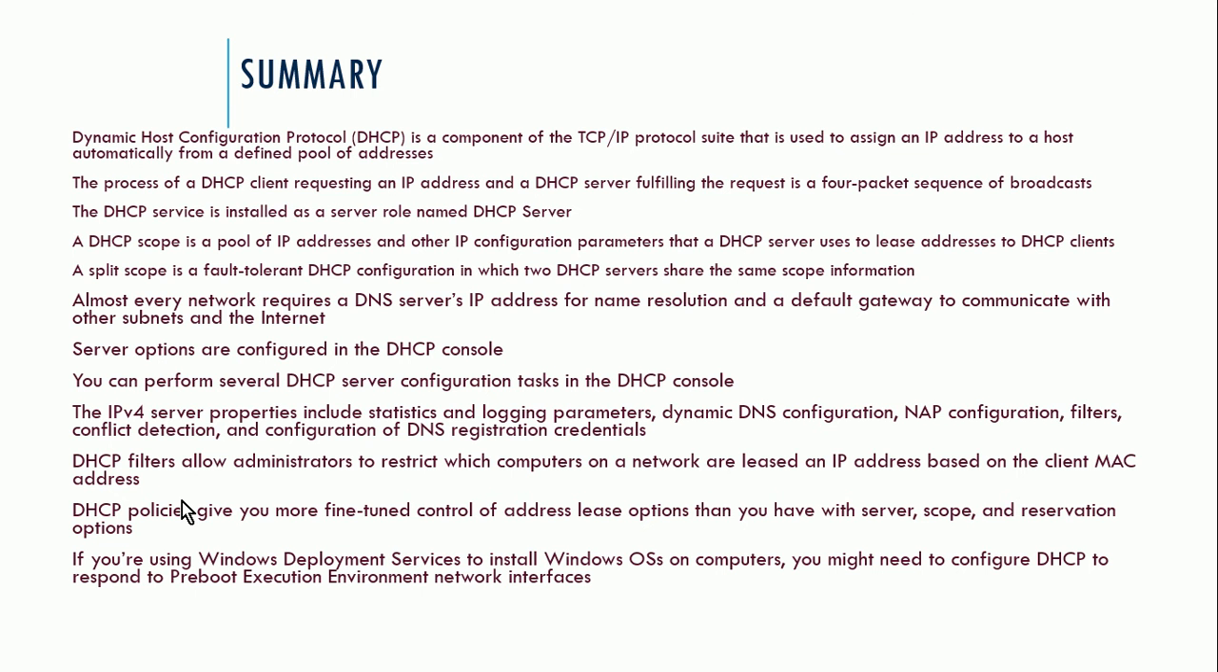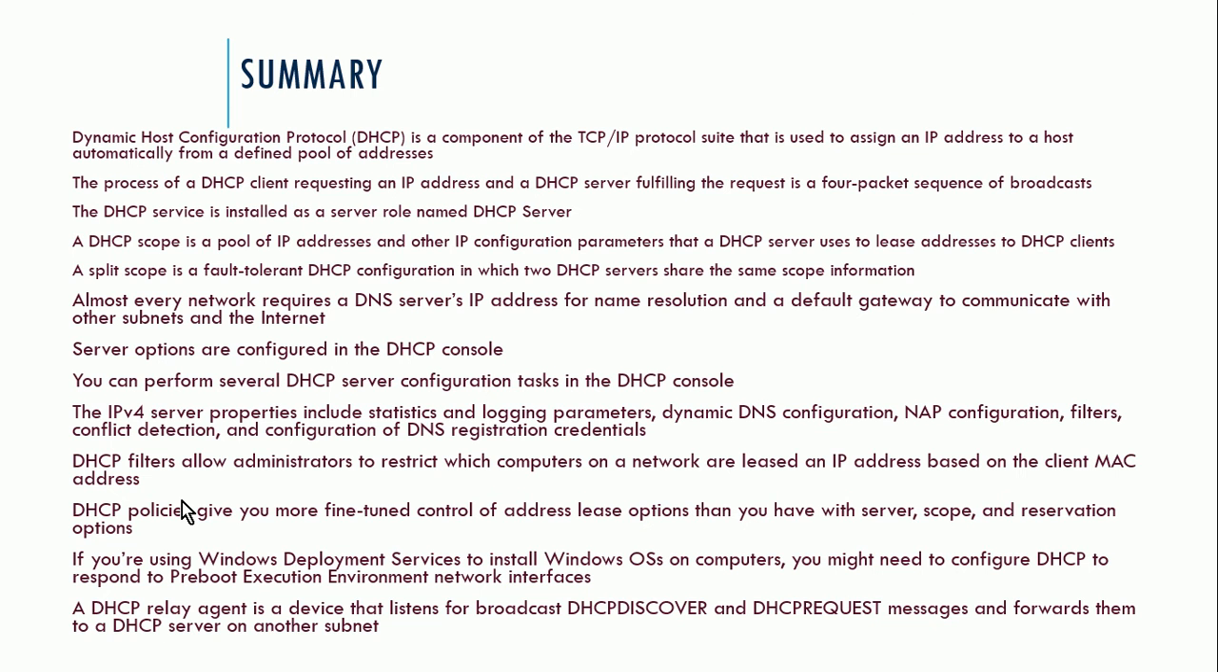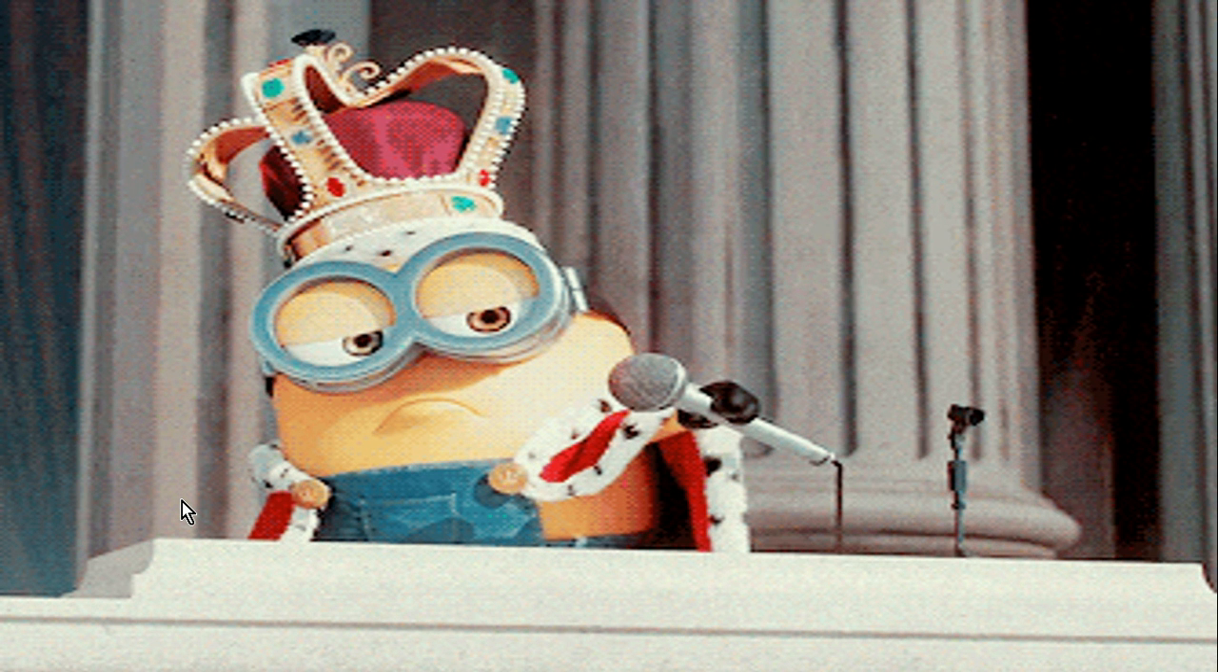And if you're using Windows Deployment Services to install Windows OSs on computers, you might need to configure DHCP to respond to pre-boot execution, or PXE boot, because it needs to get an IP address before the machine actually starts up, which we didn't talk about too much, but that is discussed in your textbook. And finally, I talked about the DHCP relay agent, which allows you to relay DHCP between different subnets so that you don't have to worry about broadcast only being propagated within a single subnet, and you can have a centralized DHCP server. And that concludes our unit about DHCP.